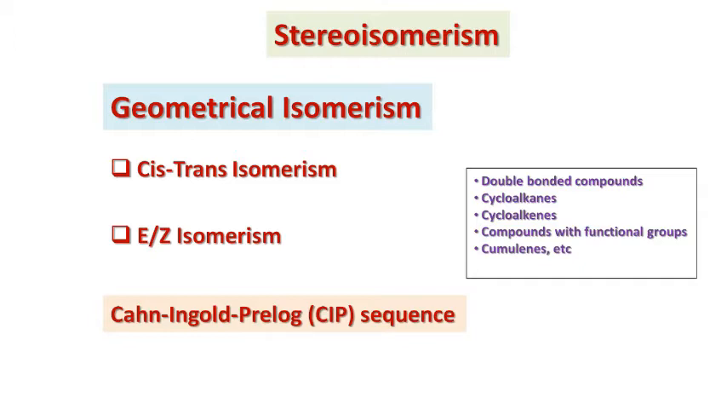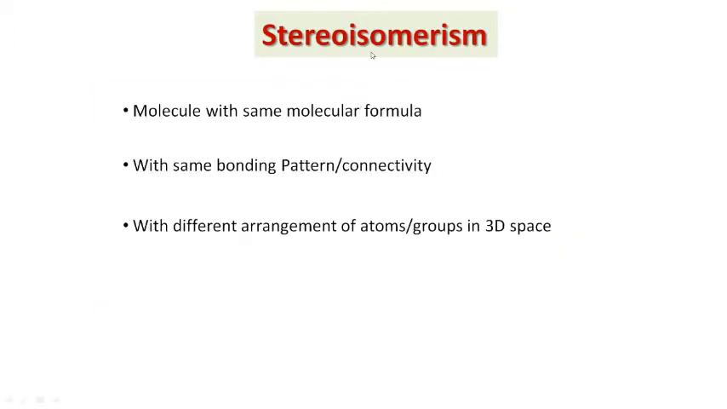This geometrical isomerism is very important to decide the geometry of the reactants and the products, as well as to decide the properties of molecules such as dipole moment, their solubility and their acidic character. So before we discuss geometrical isomerism, it is important to know about stereoisomerism.